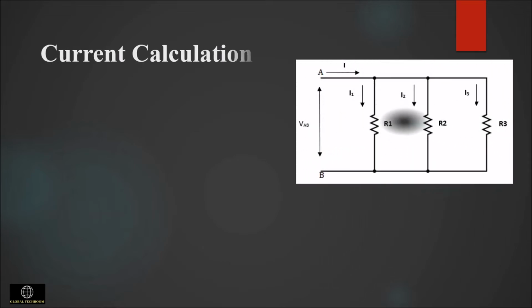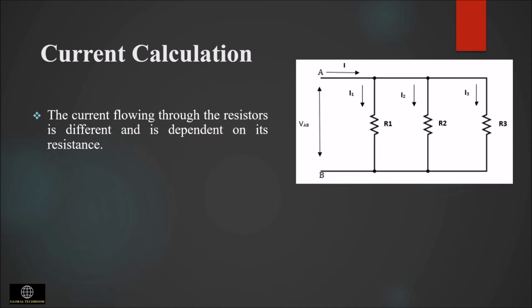Since the voltage across each resistor is same, the current flowing through each resistor is dependent on the resistance of that resistor. The current flowing through these three resistors is different. Current in each branch of a parallel resistor circuit is different from the other. Hence, if the resistance value in each branch is different from the other, then the current in those branches will also be different. The value of that current can be determined by using Ohm's law.